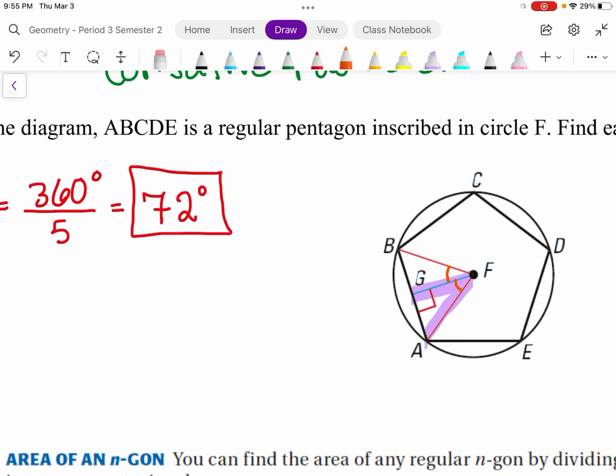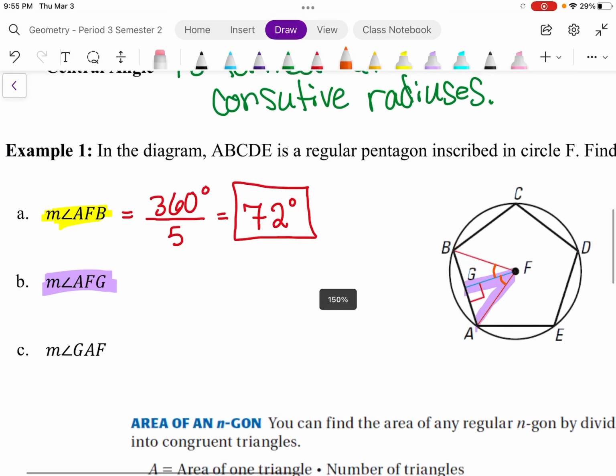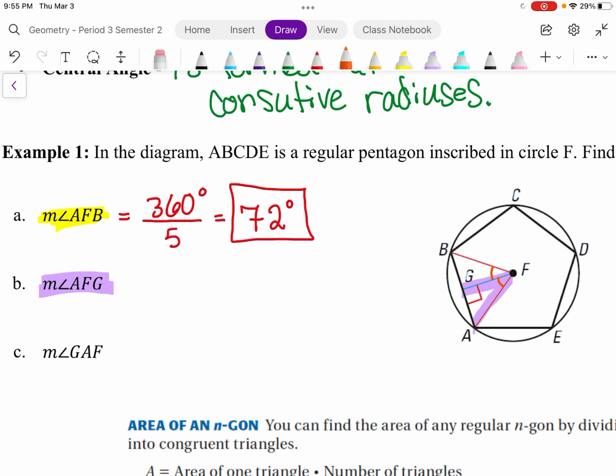And the reason is because it goes from our radius to an apothem. So those are going to be half the measurement of our central angle. We already know our central angle is 72, so we're just going to take that and divide it by 2. And that will end up being 36 degrees.